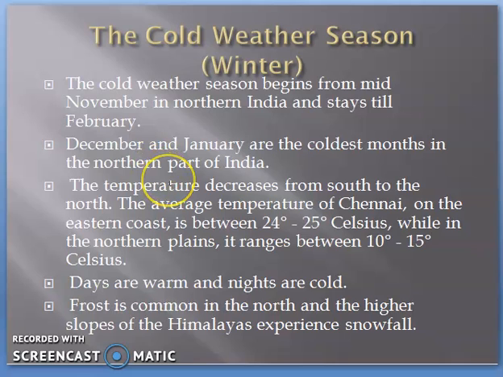The temperature decreases at this time from the south to the north. As I have already said, the southern part of India, due to its nearness to the sea, has the moderating influence of the sea. The average temperature of Chennai on the eastern coast is between 24 and 25 degrees Celsius, while in the northern plain it ranges between 10 and 15 degrees Celsius.